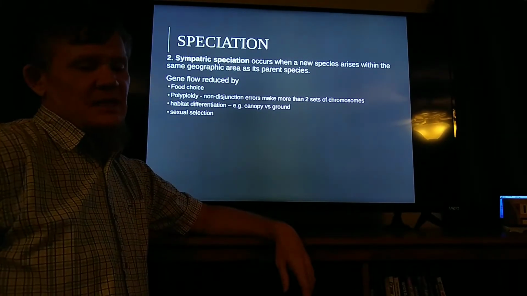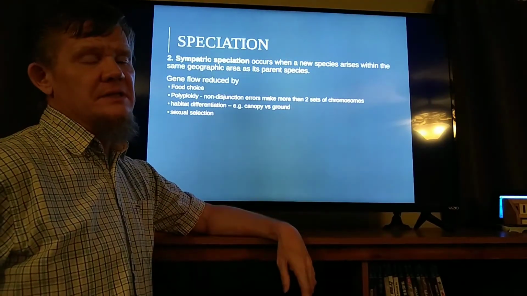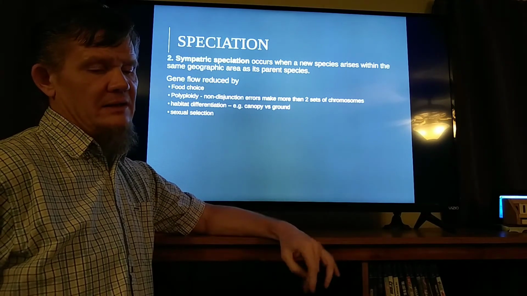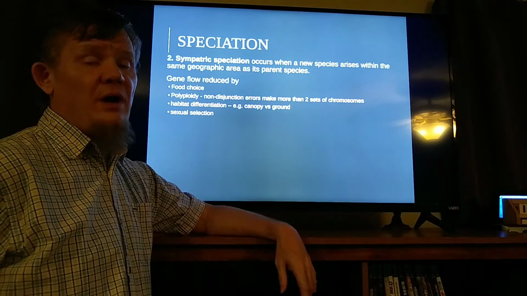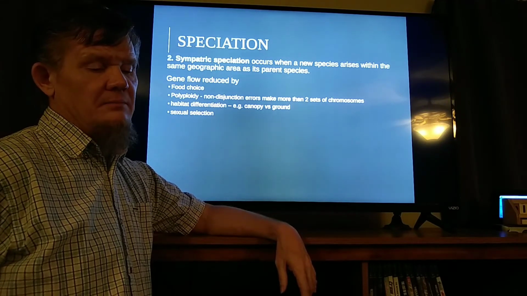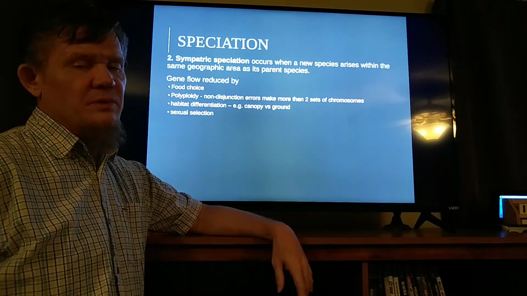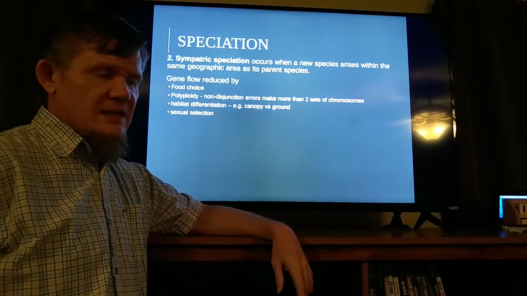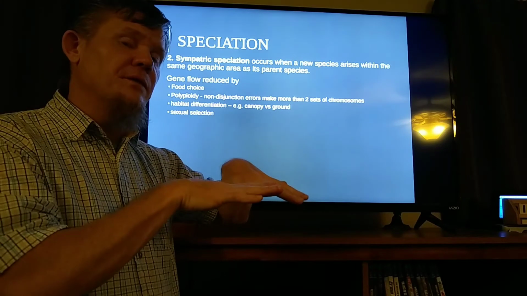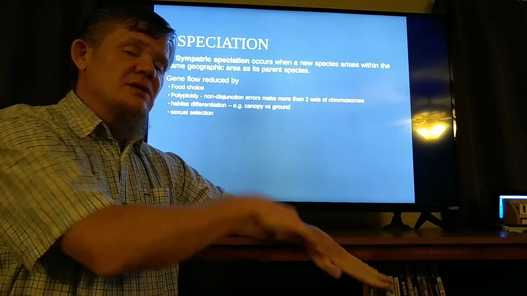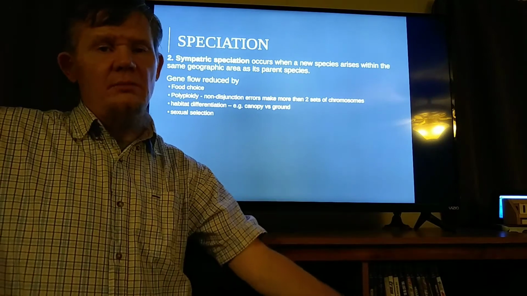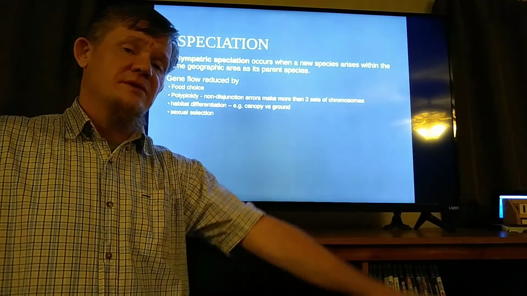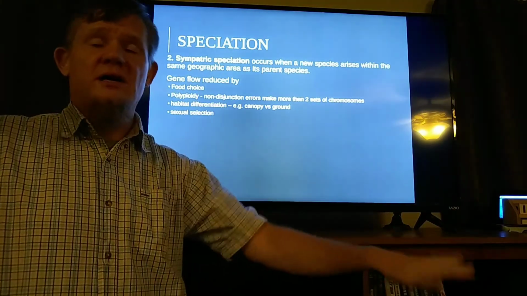Next is sympatric speciation. If allo means different fatherland, sym means the same fatherland. This is when new species can develop within the home range of the parent species. There are a number of ways in which gene flow can be reduced within this population. One way is by food choice. If this group is only looking for food in deep water, and this other population is only looking for food in shallow water, they're no longer breeding together. They could swim back and forth between one another, but they're not in the same areas anymore.